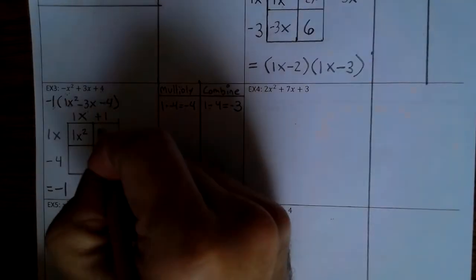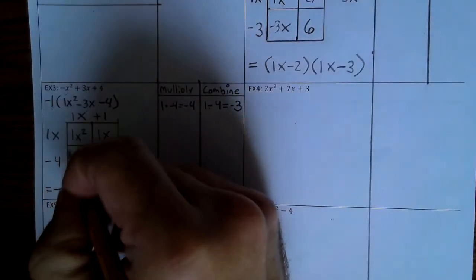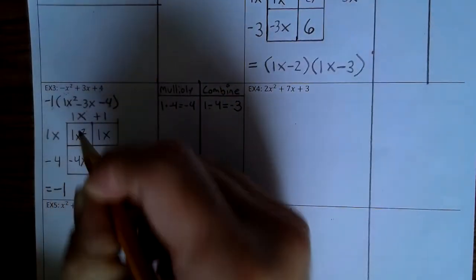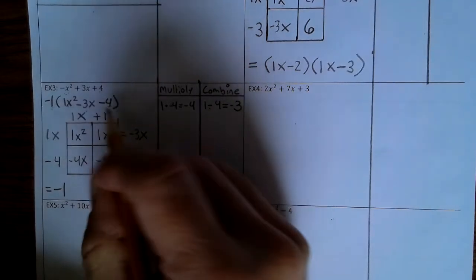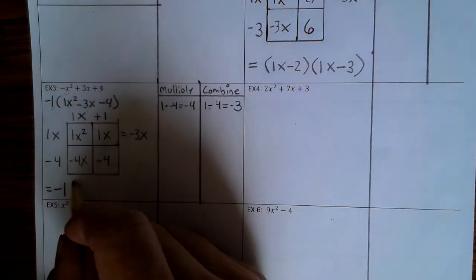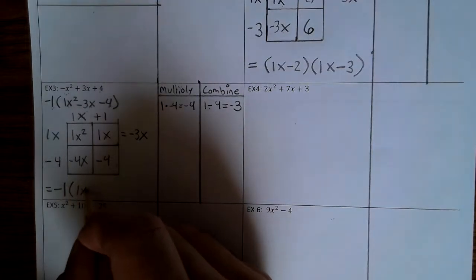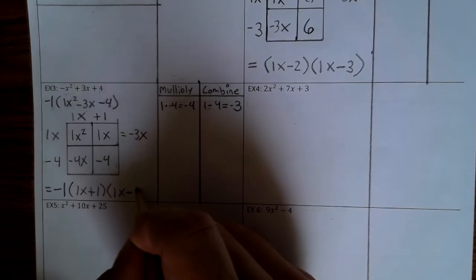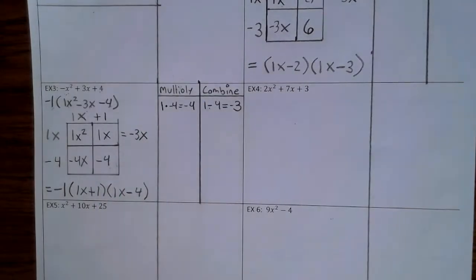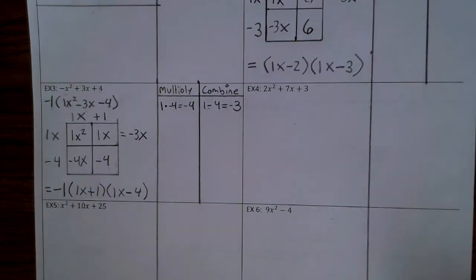So 1x times 1 is 1x. Negative 4 times 1x is negative 4x. Negative 4x and 1x combined to be negative 3x. So that works. So our factors are negative 1 times 1x plus 1 times 1x minus 4. All right, going to finish up example 3.